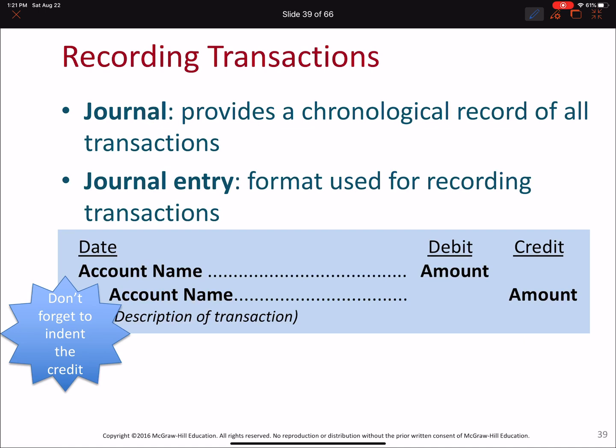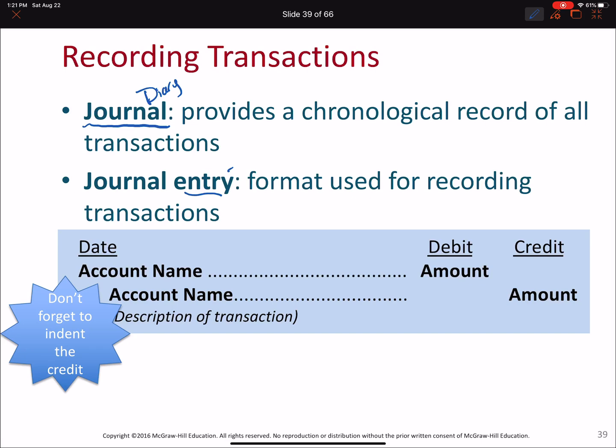All right, so let's talk about actually going through and recording a journal entry. A journal entry is an official term we use for the format of how we record transactions. A journal is where we record them. So think of it like a diary. Your diary is your journal. Does anybody actually keep diaries anymore? Probably not. Whereas every time you write in it, that's a diary entry or a journal entry, okay?